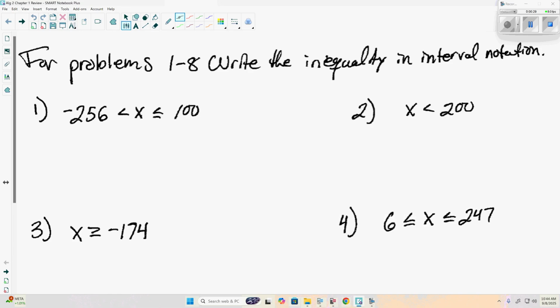Now for problems 1 through 8, write the inequality in interval form. So our interval form is our parentheses and brackets. We use parentheses if it's not included, brackets if it is. Negative infinity and infinity will always have parentheses.